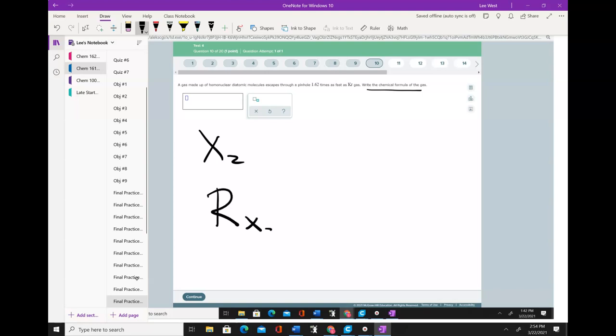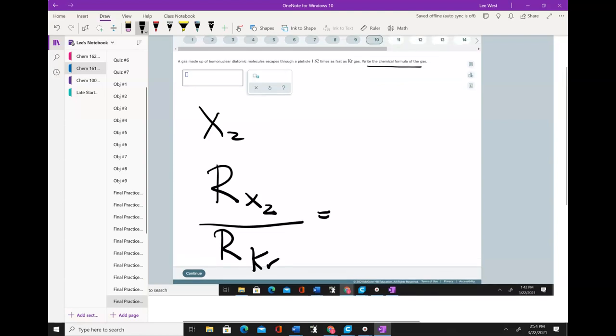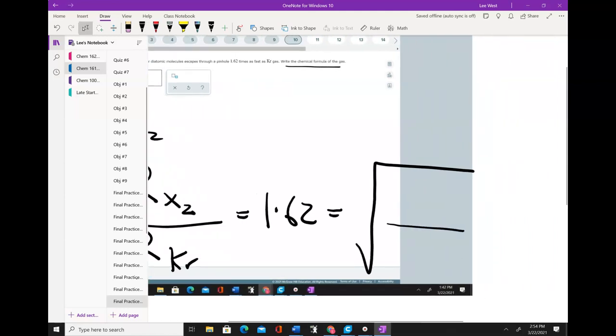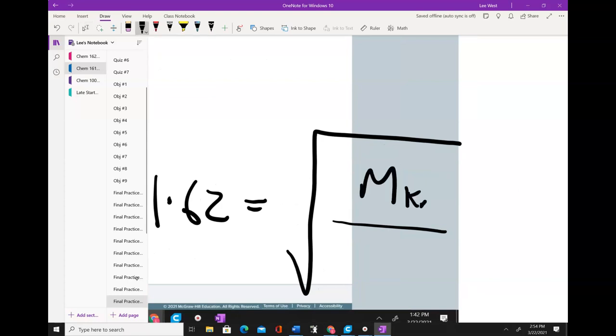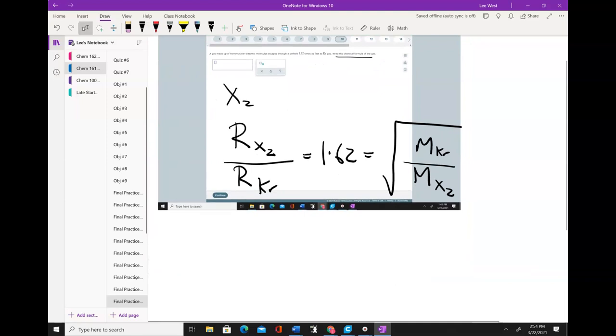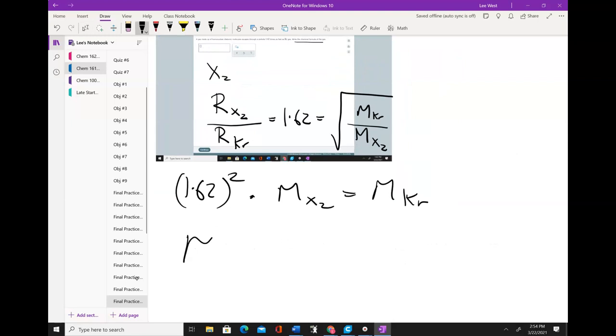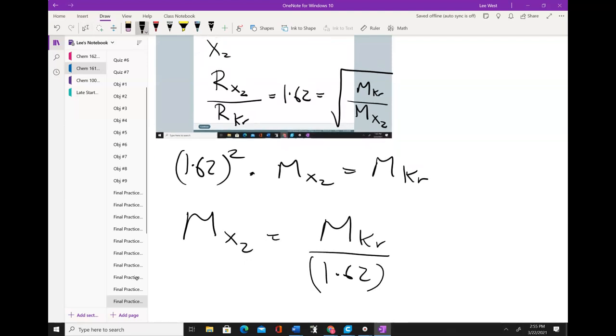So what we know is that the rate of X2 escaping divided by the rate of krypton escaping is equal to 1.62. But we also know, according to Graham's law, that that's going to be equal to the square root of the molar mass of krypton divided by the molar mass of X2. So we want to solve for the molar mass of X2, don't we? Now, we could put it into an online solver, or we could just use math. So squaring both sides, multiplying both sides, and then reorganizing, the molar mass of X2 would be the mass of krypton divided by 1.62, all squared.